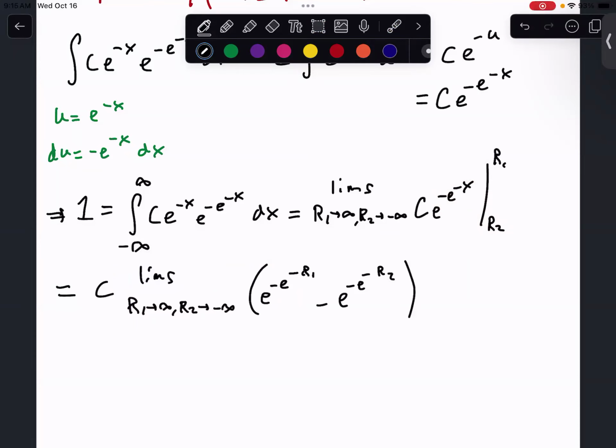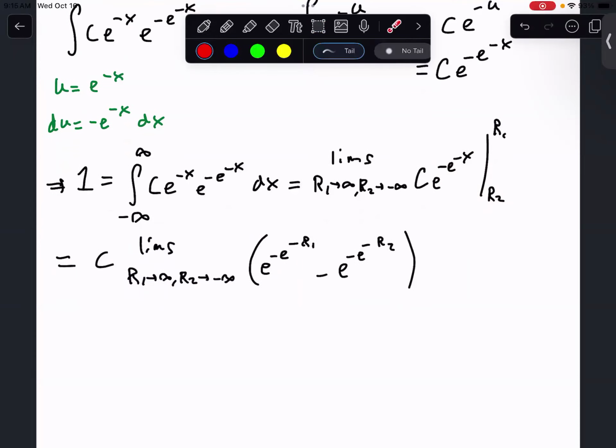And so this looks kind of rough right now, but you can rewrite this in a way that makes it a little bit easier to think about, like what's happening with the limit here, because ultimately we're interested in finding this limit or these limits. So this is going to be c times these limits as r1 goes to infinity, r2 goes to minus infinity.